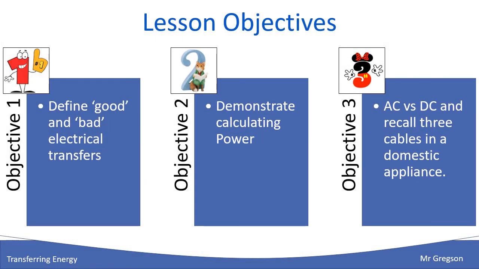So there you go, guys. There's quite a lot of information being thrown at you there. So we've looked at good, bad electrical transfers, demonstrating calculating power, and AC, DC, and recalling all three types of cables in a domestic appliance. You need to take down those notes on AC, DC, and particularly around wiring of plugs and cables in domestic appliances. There'll be 10 questions in the quiz, and they will all revolve around your ability to demonstrate calculating power and the key points from this slide.